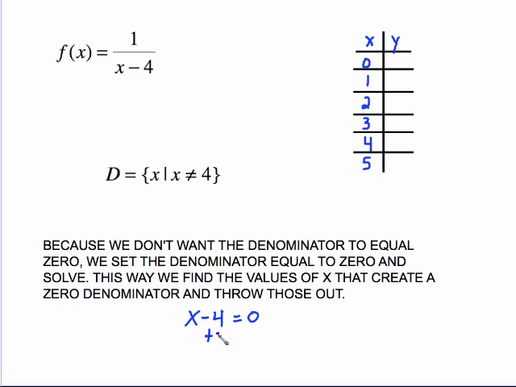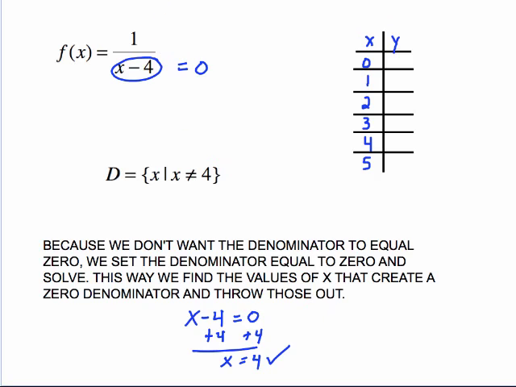If you add 4 to both sides, that's how we get x equal to 4. So no, we're not going to do this t-chart thing all the time. All we're going to do is take the denominator and set it equal to 0. That's all you have to do. Does not matter what the numerator is. Set the denominator equal to 0 and solve. And whatever number we get from our solving is the one that gets thrown out.